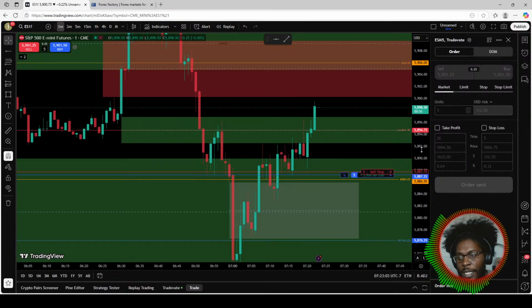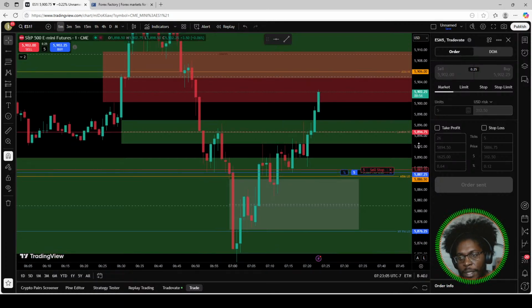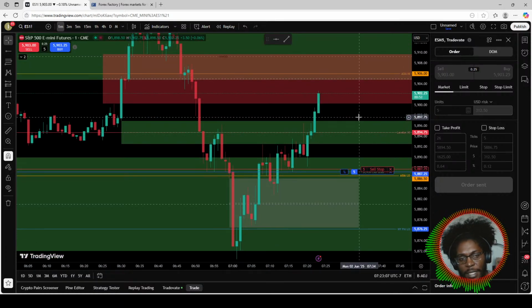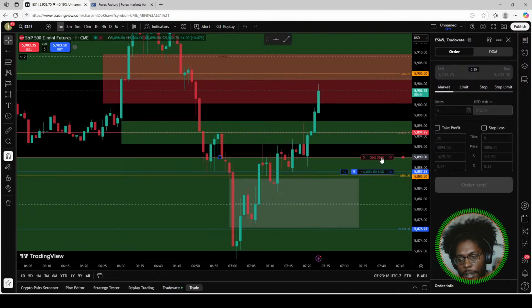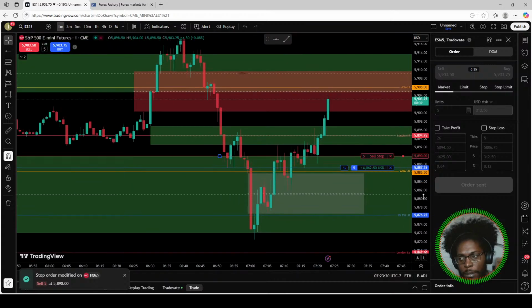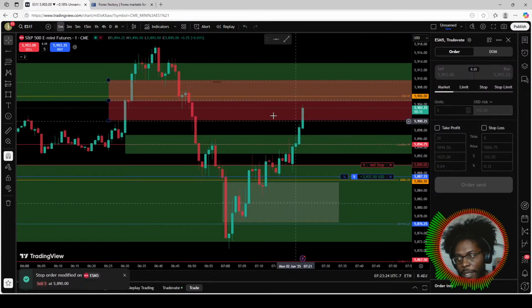Like I did mention, we did have the 5-minute inverted fair value gap up here at the top. Gotta be mindful of that too. Oh wow, okay. Just move my stop up a little bit. So we're in that 5-minute inverted fair value gap that happened earlier.